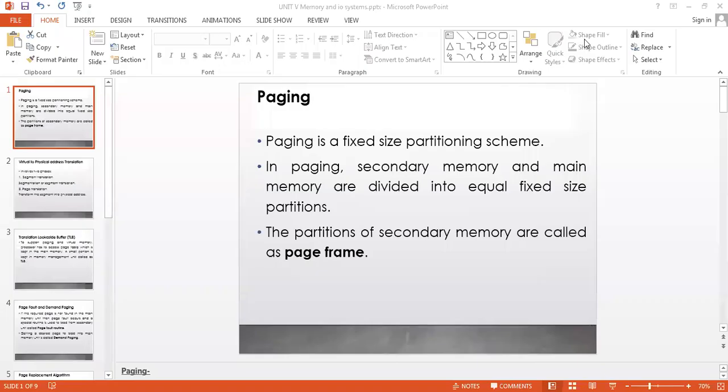Hi everyone. Today we are seeing the topic is paging in computer architecture. So paging is a fixed size partitioning scheme. It is used to separate the content and it will be stored in the memory.